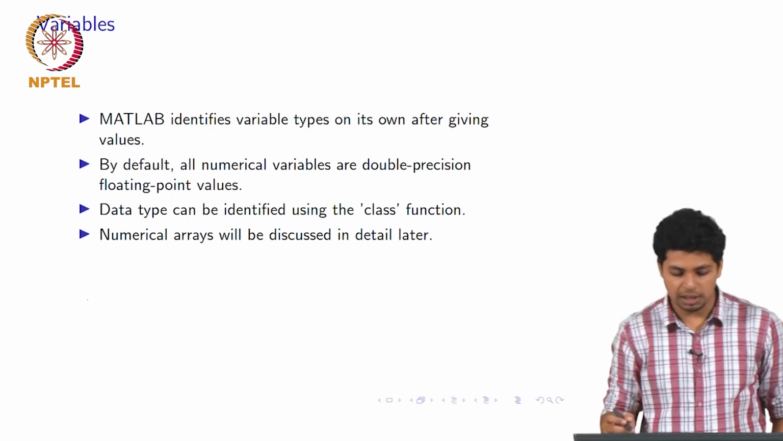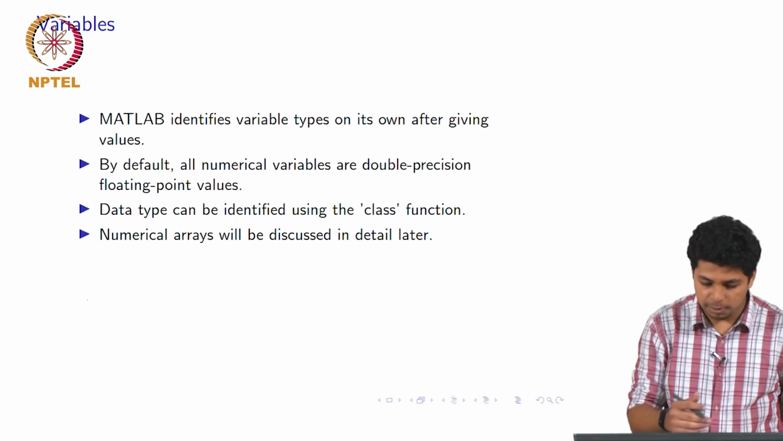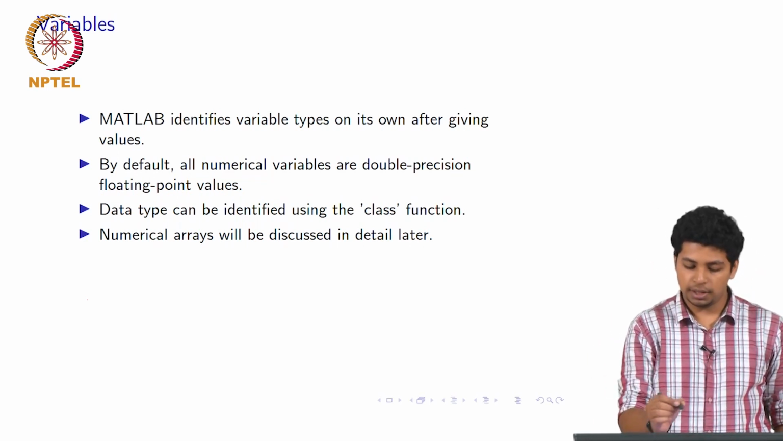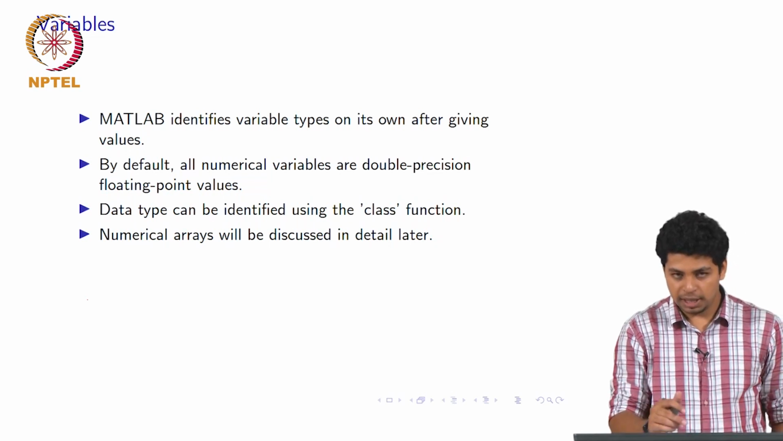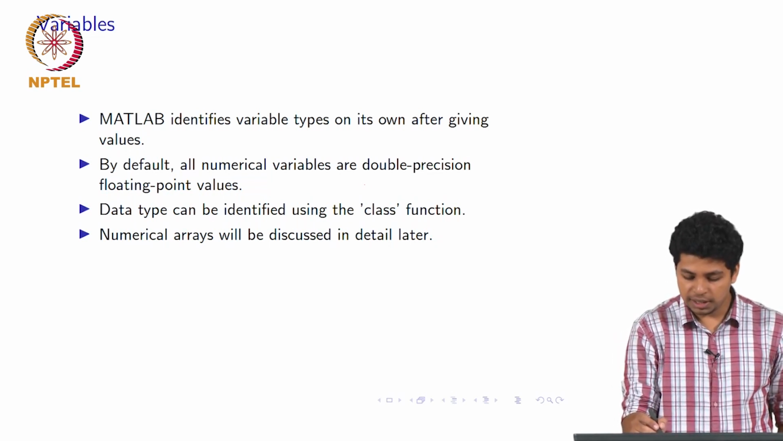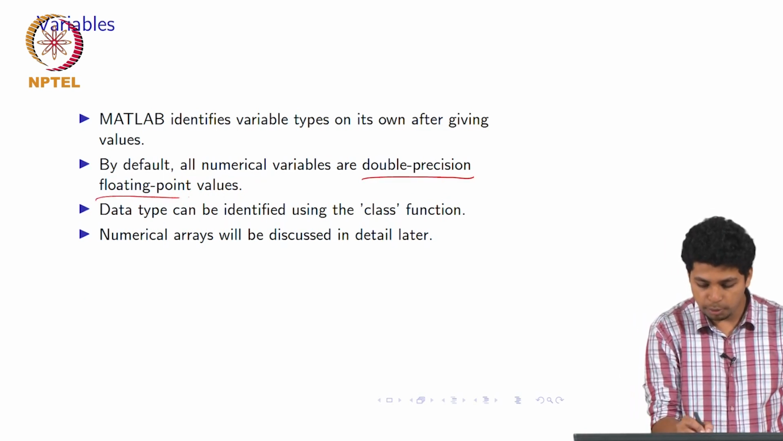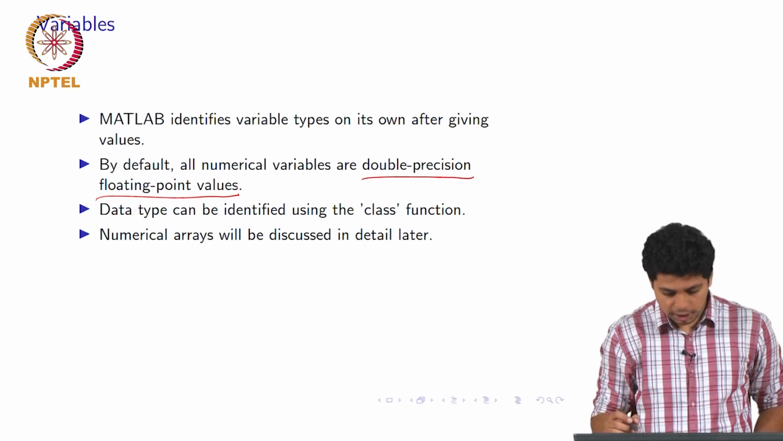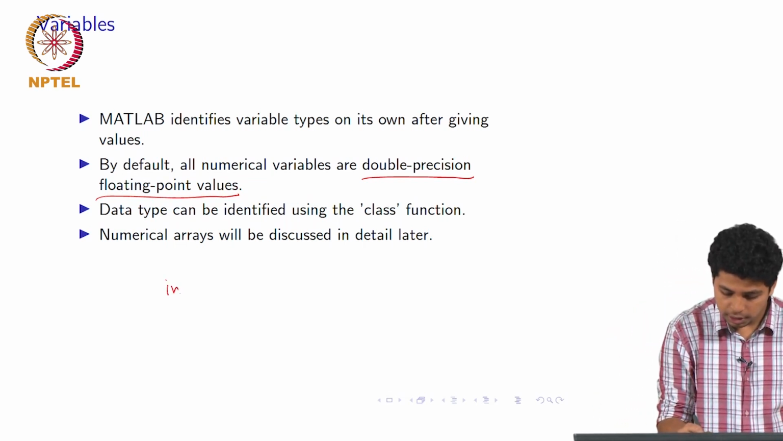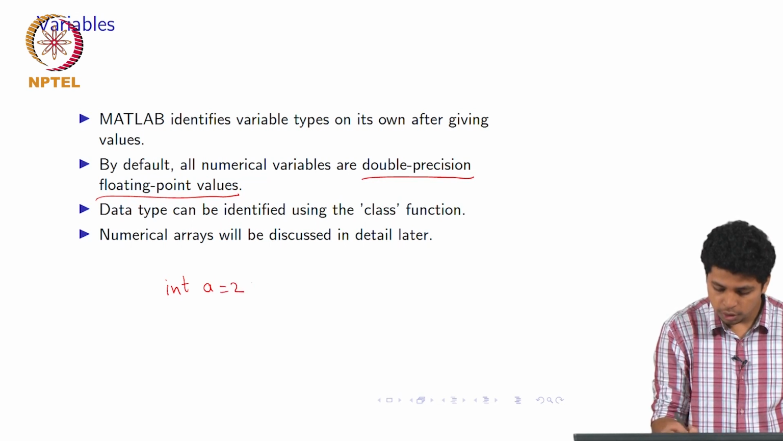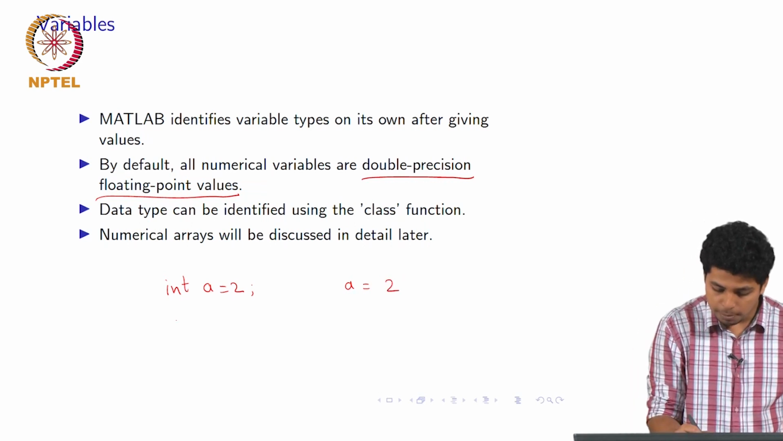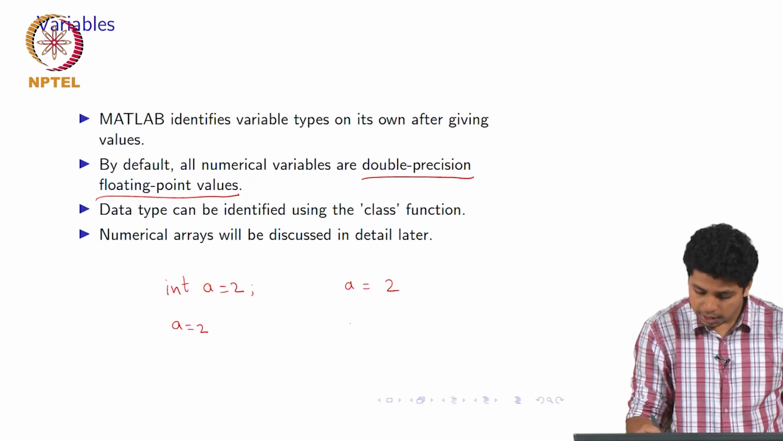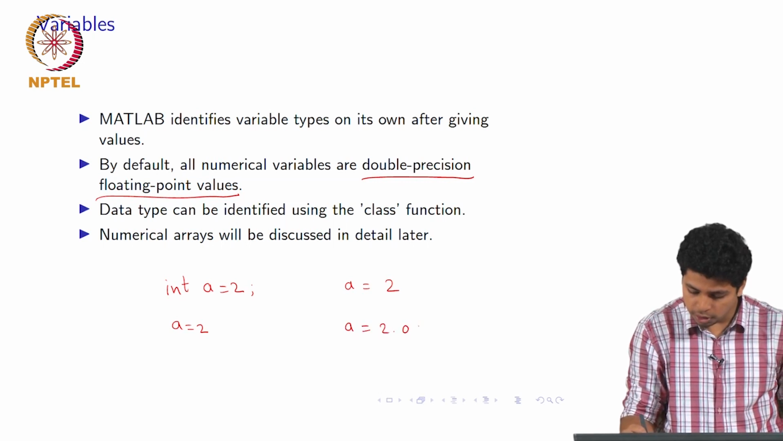Now we'll discuss briefly about variables. As we just saw in that snippet of code, you do not need to specify the type of variable for MATLAB. It interprets the type of variable on its own, and by default, if you enter any number in MATLAB, it is interpreted as a double precision floating point value. What that means is, if in C you said int A equal to 2, then A will store a value of 2. But if in MATLAB you say A equal to 2, then by default it will store A equal to 2.000.